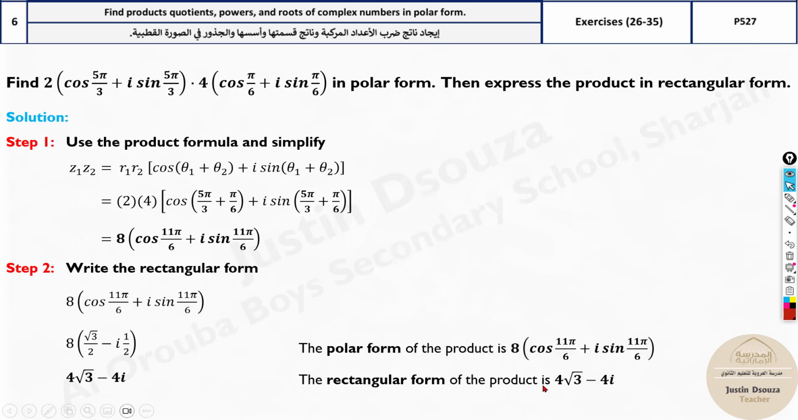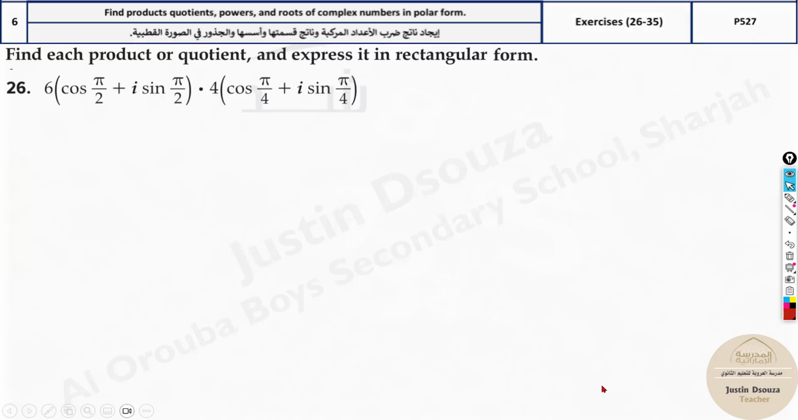See, the polar form is given over here. The rectangular form is given over here. Same thing over here. We need to do it in polar and rectangular form. It's important to write the formula and then solve it. Even if you know it in your mind, that's enough, because you can directly do it in the calculator. Radius 1 times radius 2 multiplied with cos of theta 1 plus theta 2. And over here, remember it's plus i sine of theta 1 plus theta 2. You should add them as well.